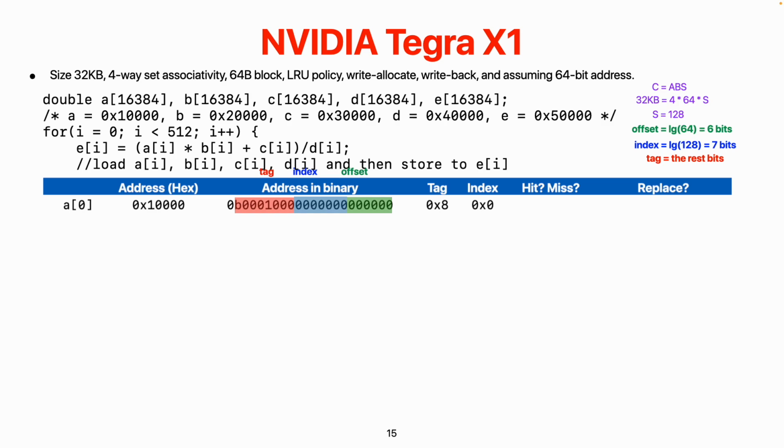It's a miss. Why is it a miss? Because the cache is empty. Suppose it knows nothing, so this is a miss. But when we handle the miss, what are we going to do? Fetch the whole block. So what's in a block?